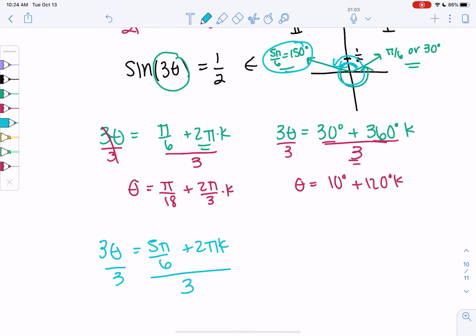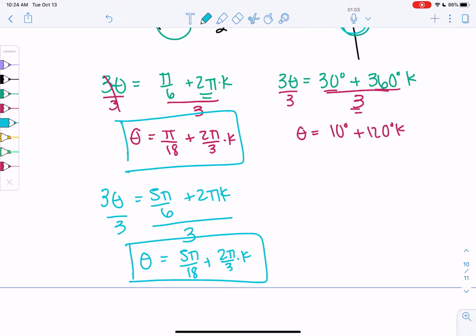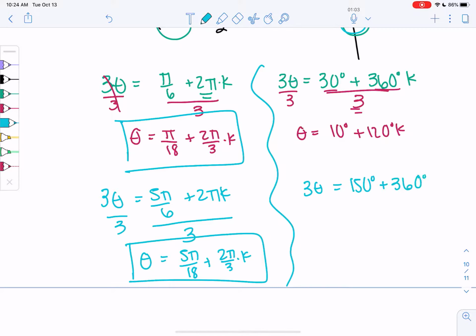Divide by 3. So theta is 5 pi over 18 plus 2 pi over 3 times k. And so those are my two solutions. And there's technically infinite ones because you can go around and around and around the circle. If you want to match the book and do degrees, we would do 3 theta equals 150 degrees plus 360k. That's representing all circles. Divide by 3. So theta is 50 degrees plus 120 degrees k. And so then you have two solutions. Radians are going to be way more useful in calculus, so I do recommend practicing radians.